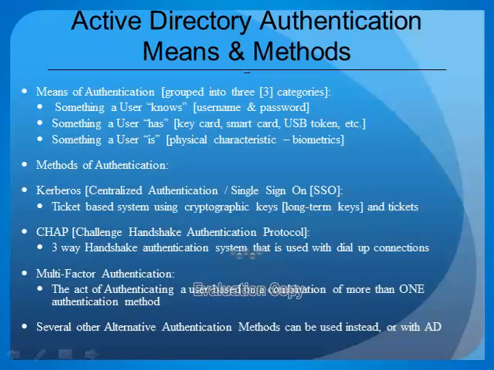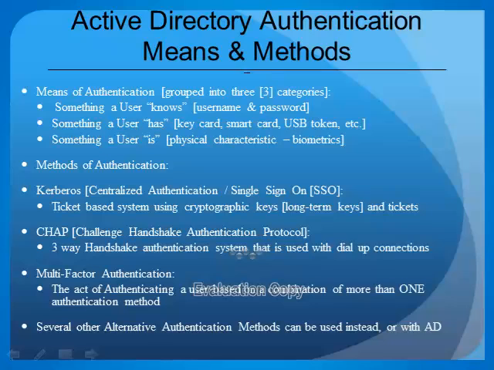Active Directory authentication means and methods. Means of authentication are usually grouped into three categories. 1. Something a user knows, typically a username and a password. 2. Something a user has, typically a key card or a smart card, USB token, something like that. And 3. Something a user is. This is some form of physical characteristic of the user in the form of a biometric.